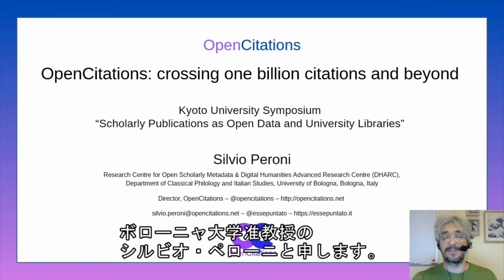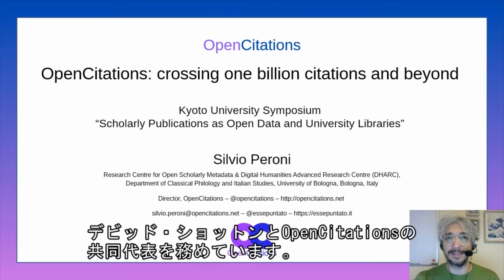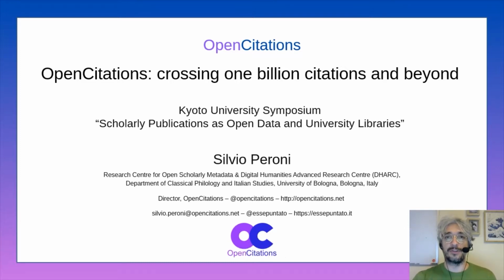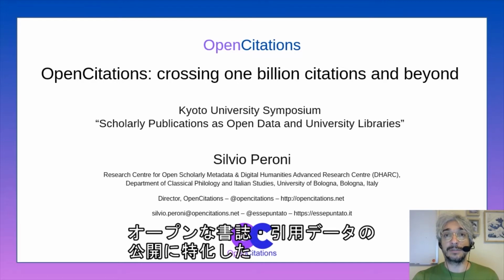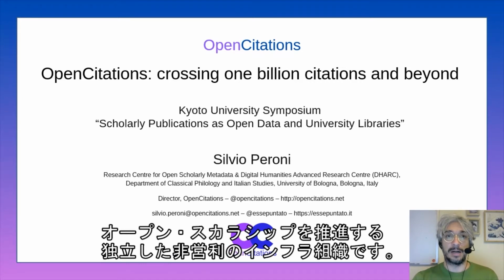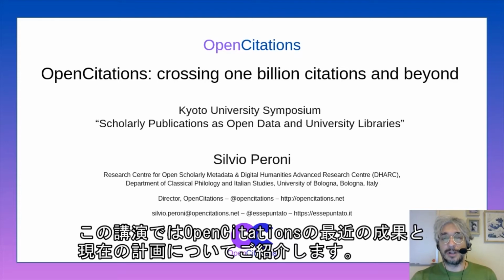Hello, I'm Silvio Peroni. I'm Associate Professor at the University of Bologna, and with David Shotton, I'm the Director of OpenCitations, which is an independent, not-for-profit infrastructure organization for open scholarship dedicated to the publication of open bibliographic and citation data by the use of semantic web technologies. In this presentation, I will introduce the recent achievements of OpenCitations and our current plans.